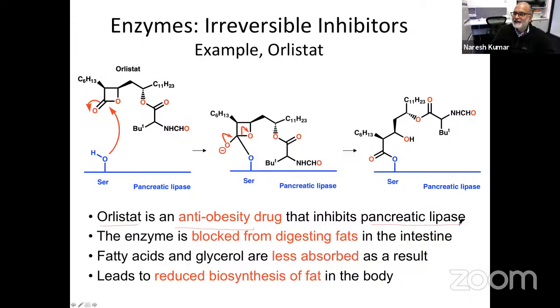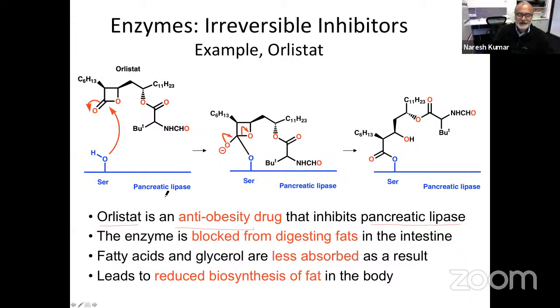So in our pancreas, we have an enzyme called lipase, and the lipase breaks down the fat we eat, and then the fat is absorbed in the body. After breaking down, the fat is absorbed in the body. But if you destroy the enzyme which is hydrolyzing the fat, then the fat is not absorbed in the body, it just gets excreted. So that's how this anti-obesity drug works.